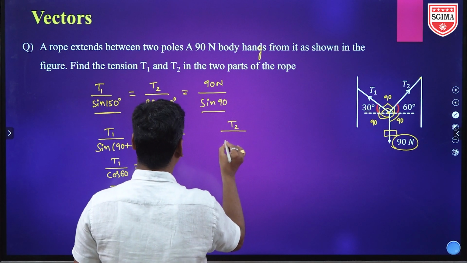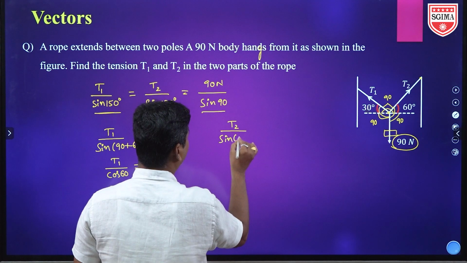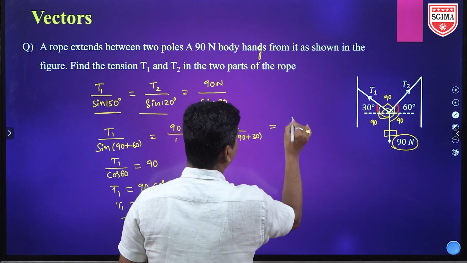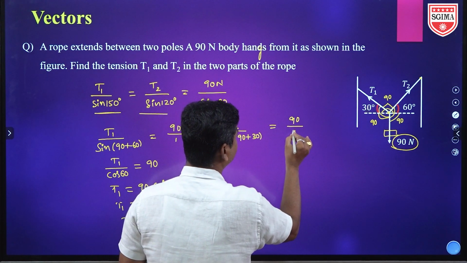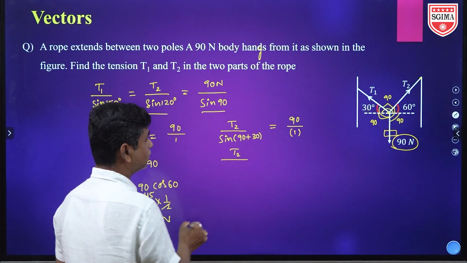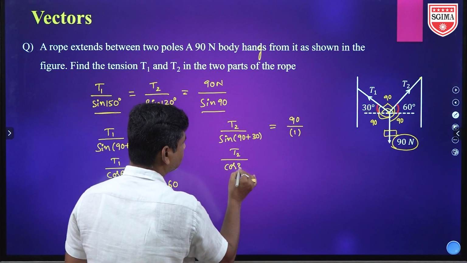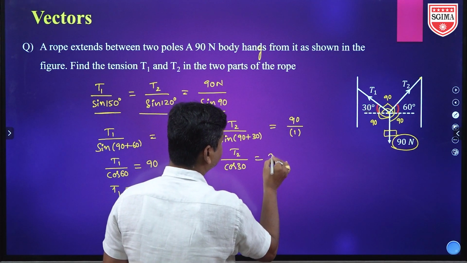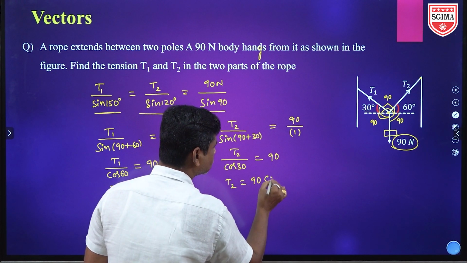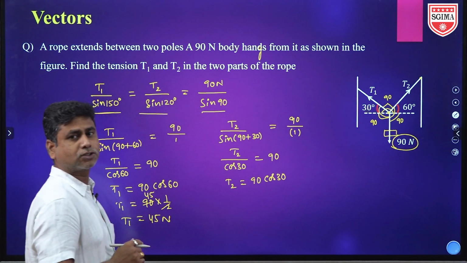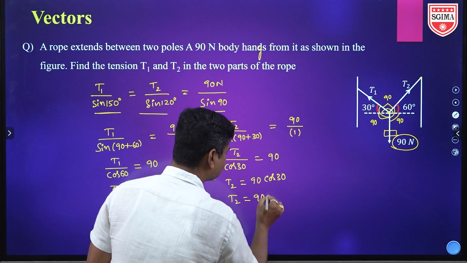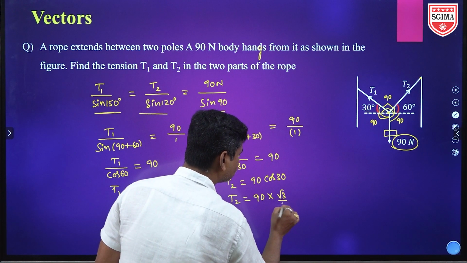Here take T2 by sin 120, sin of 90 plus 30, that is equal to 90 upon sin 90, value is 1. So write T2 by sin 90 plus 30, cos 30 can take, that is equal to 90. So take here T2 equal to 90 into cos 30. Do you know the value of cos 30? The value of cos 30 is root 3 by 2.